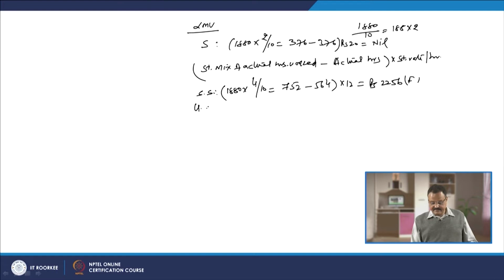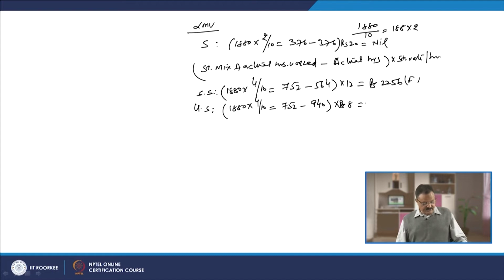And now, we go for the unskilled. In case of the unskilled category, again same, you are converting the standard mix of the actual hours worked, multiplying it by 4 by 10. This again comes up as 752 minus, then we have the actual hours worked, 5 workers, and 188 into 5 becomes 940. This is 752 minus 940, and multiplying by rupees 8, the standard rate. So, this works out as 1504, and this 1504 is adverse. So, this is the total labor mix variance.